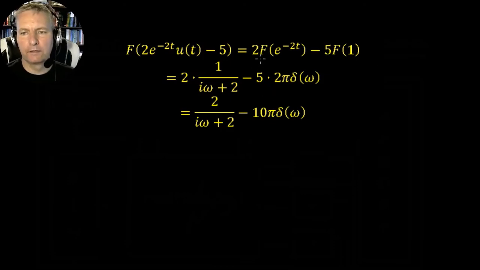Now we know the Fourier transform of e to the minus 2t u of t, we did it in the previous video, so that would be 1 upon i omega plus 2, but then we can just multiply it by this factor of 2 here. And the same again goes for the Fourier transform of 1, which is 2 pi delta of omega. We looked at that in a few videos ago. So then we can just multiply this by a value of 5. So finally we get 2 upon i omega plus 2 minus 10 pi delta of omega.